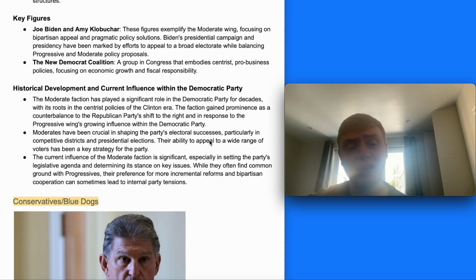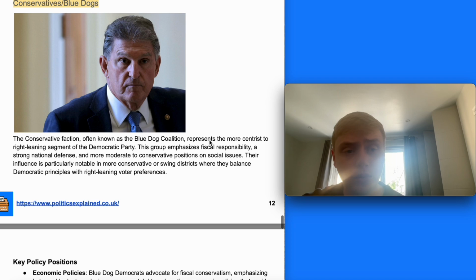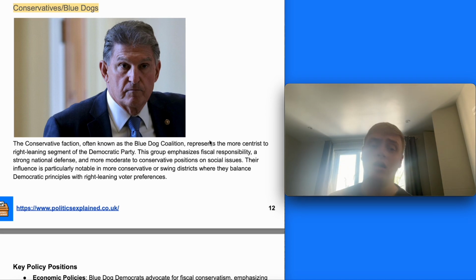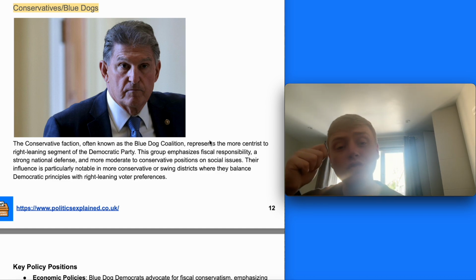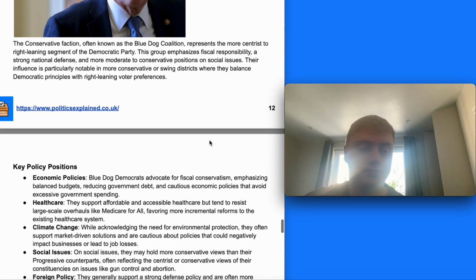The final key faction we're going to have a look at is the Conservatives, or Blue Dogs, and this conservative faction represents a more centrist, right-leaning segment of the Democratic Party, emphasising fiscal responsibility, a strong national defence, and more moderate to conservative positions on social issues. Their influence is particularly notable in more conservative or swing districts, where they balance democratic principles with right-leaning voter preferences in order to try and win in Republican-leaning districts.